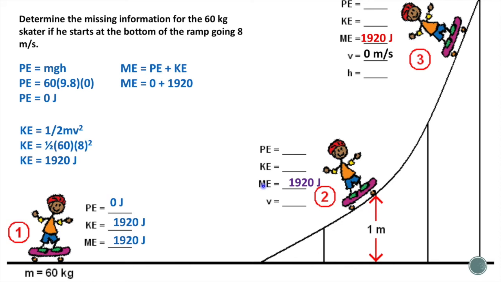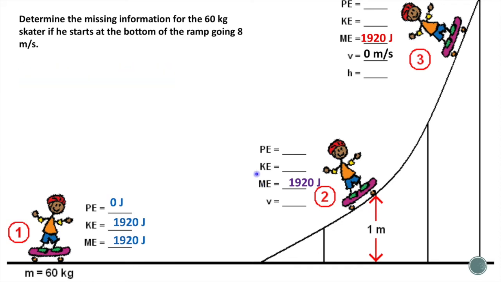All right, let's move on to spot 2. For spot 2, I am given his height here in the diagram, but I'm not given the velocity. So let's start with what we know first. Since I know the height, I'm going to go ahead and find potential energy, because the potential energy formula has height in it. So it's going to be 60 times 9.8 times 1. That's going to equal 882 joules.